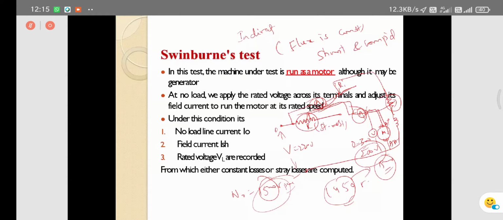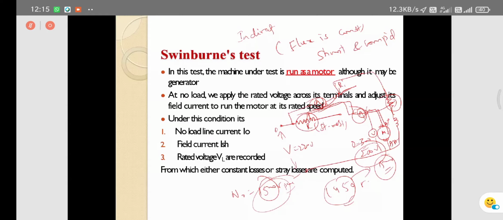In order to get this rated back EMF, you have to maintain the rated speed. At no load, we apply the rated voltage, and at no load the motor runs smoothly, so you can get the rated speed. We apply the rated voltage across its terminals. This is the motor and this is the supply, so we have to apply the rated voltage to that motor.